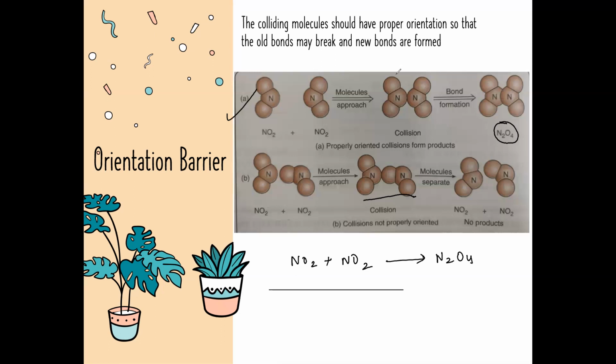So you need to remember two things. The first thing is there must be collisions between the reacting species, and only those collisions are successful which have the proper orientation and the energy barrier. If they don't have that, they will be ineffective collisions and they won't form the product. I hope this is clear. Okay, so we are done with this video.